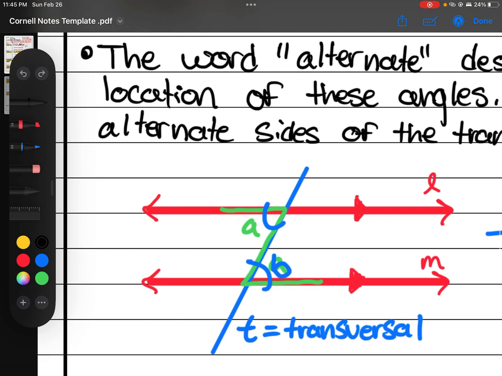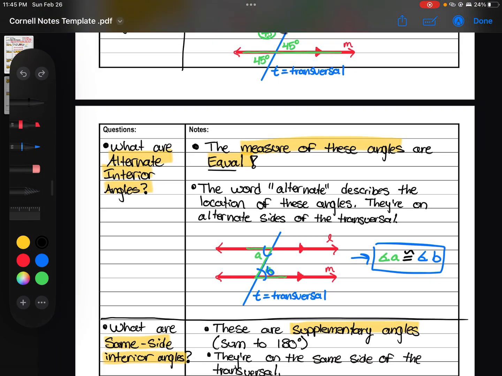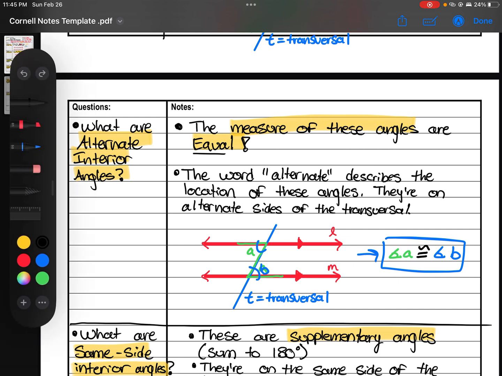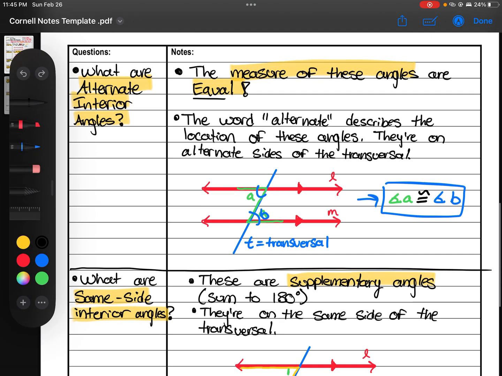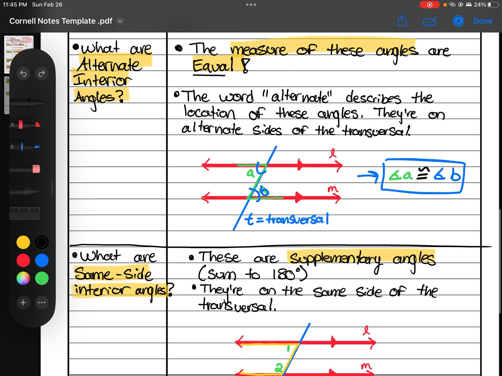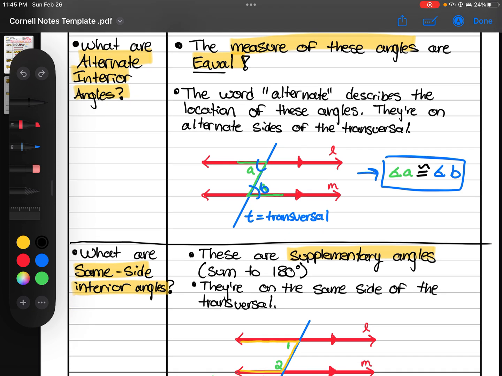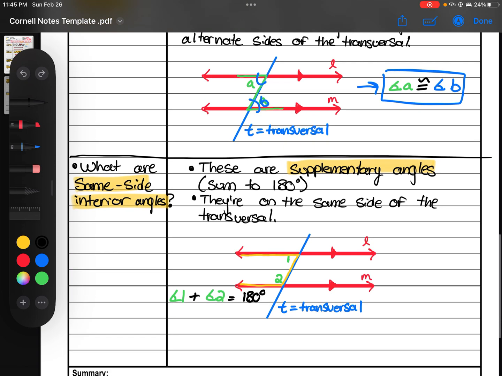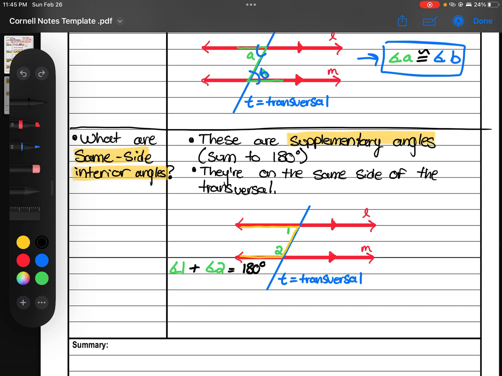So you can draw the Z to help you remember that they are on alternate sides of the transversal from each other. Remember that those are going to be congruent. So angle A here is congruent to angle B here. And then also moving forward, same side interior angles are supplementary angles, which means that they sum to 180. So we have angle 1 plus angle 2 equals 180. Make sure you get that all copied down.